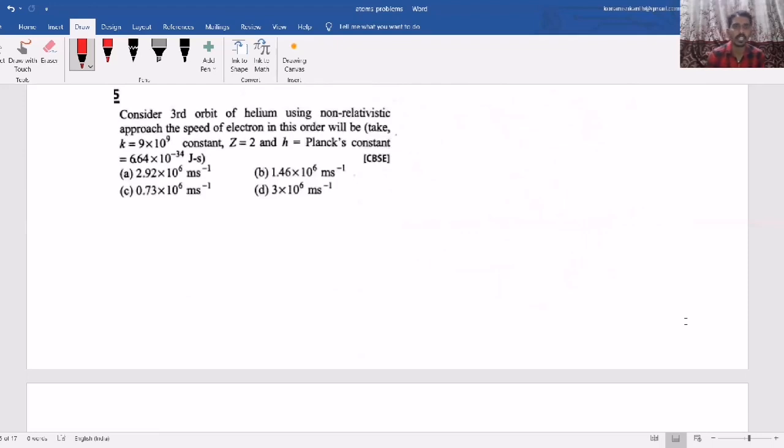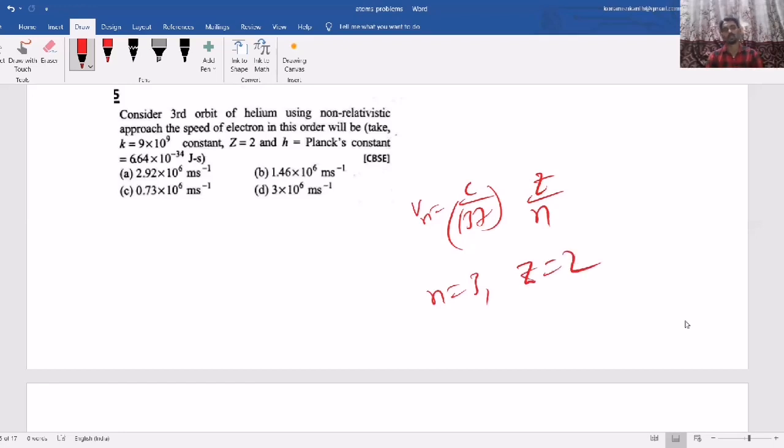Now here, consider the third orbit of helium, using the speed of electron in this orbit will be. So for speed of electron, already I gave you c by 137, Z by n. So third orbit means n equal to 3 and helium means Z equal to 2. So just substitute the values. Then you will get the answer.